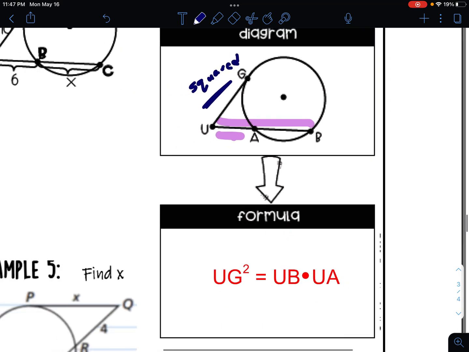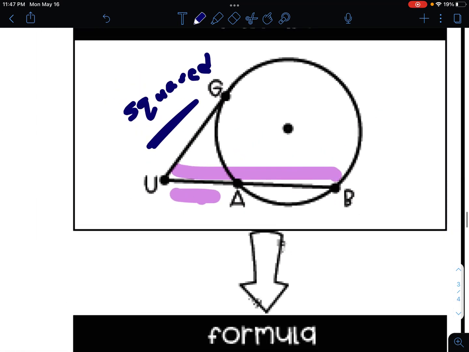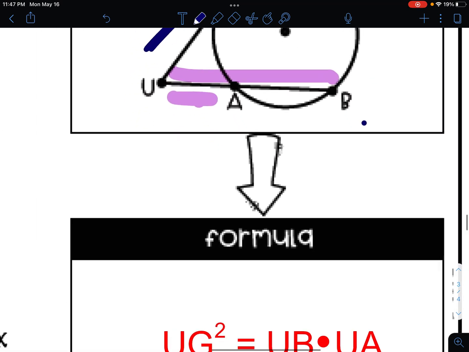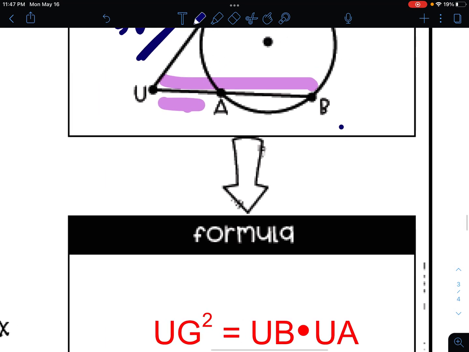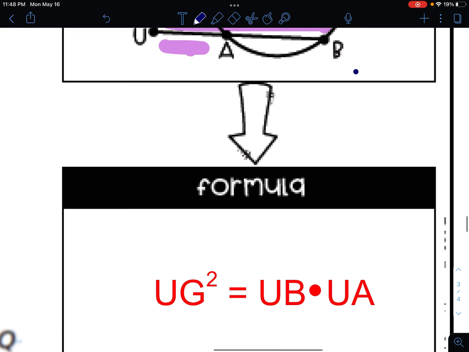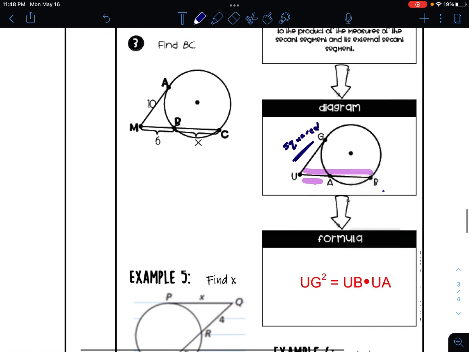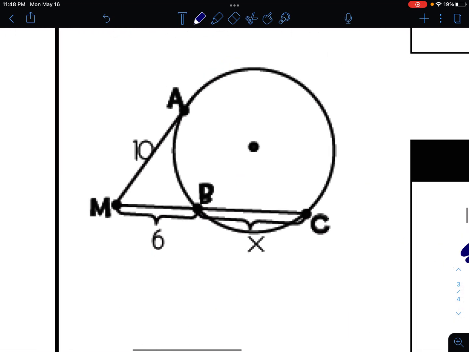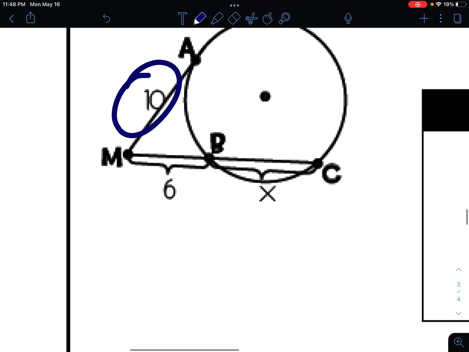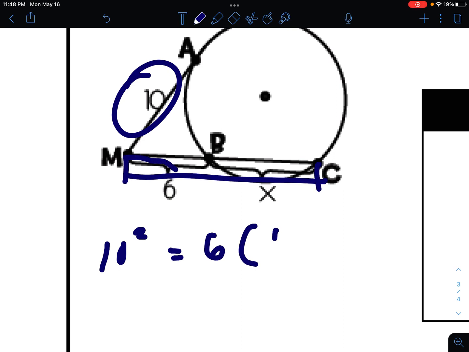So when we're looking here, UG is the tangent. We're going to square that. That's going to equal the whole length UB times the outside segment, which is UA. All right, so how's this going to look? Well, we have the tangent segment, that's 10, and we're going to square it. That's equal to the outside segment 6 times the whole segment, which is 6 plus x.